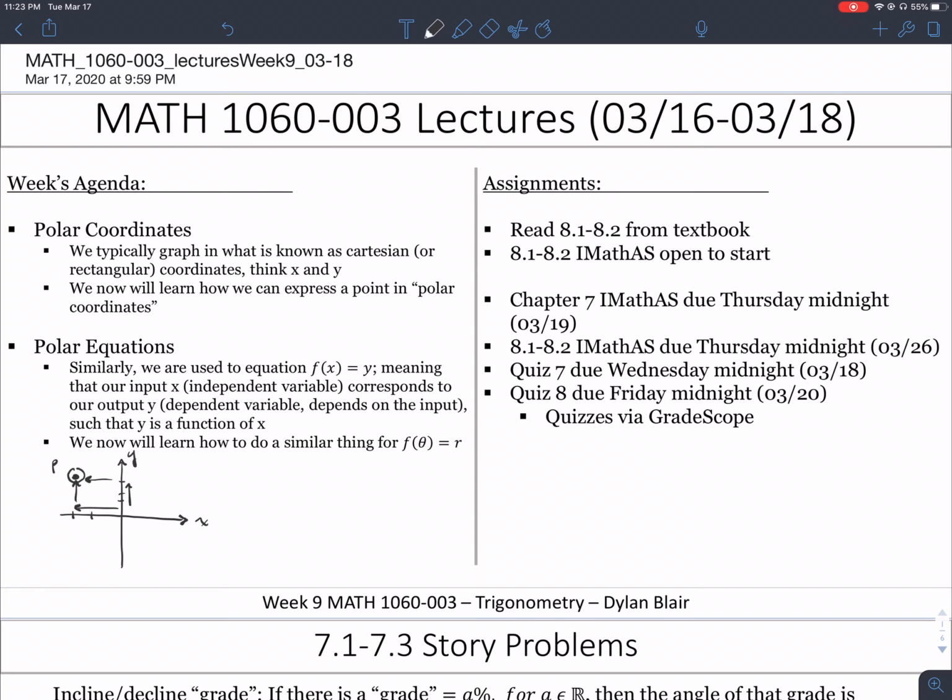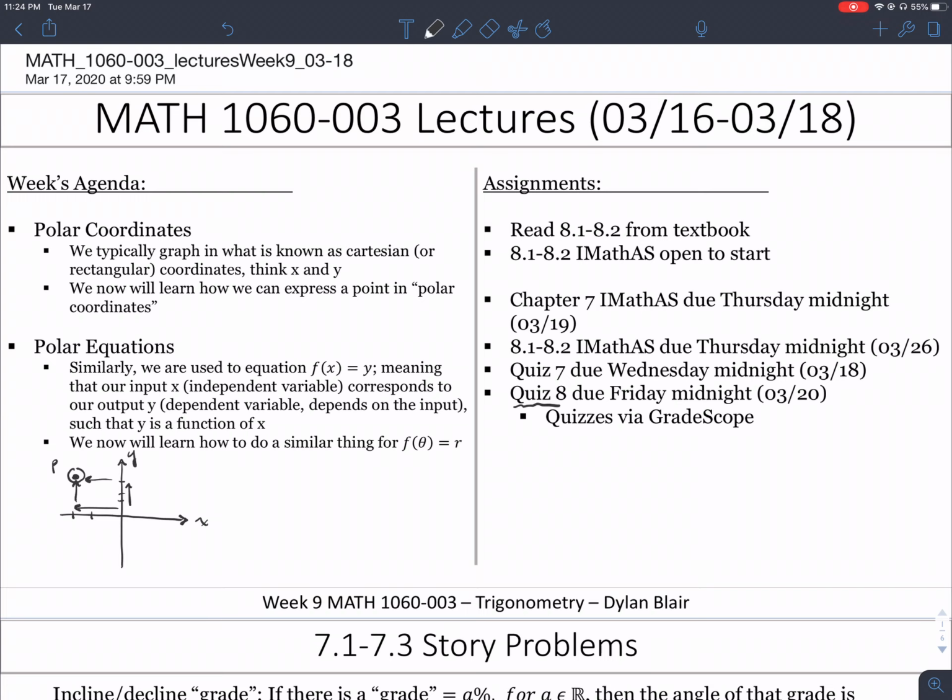And then quiz 8, don't think of this as two quizzes in the same week. Remember, quiz 7 was before we left on spring break and we just never returned from spring break. So quiz 8 is due this Friday at midnight, March 20th. And as a reminder, I will release the quizzes Friday morning right before office hours. And then that will be due via Gradescope at midnight.